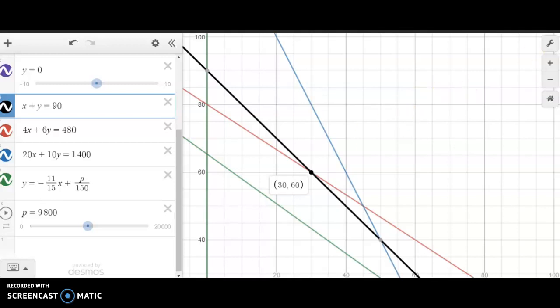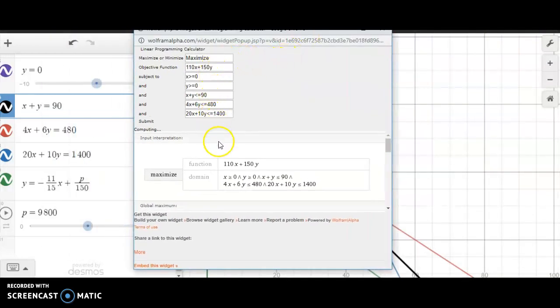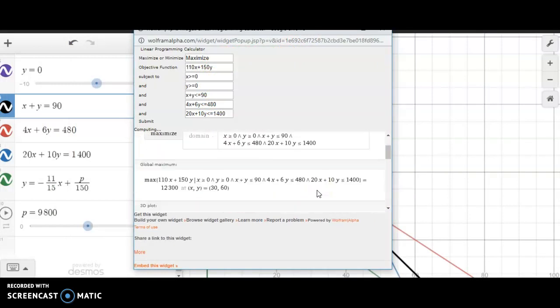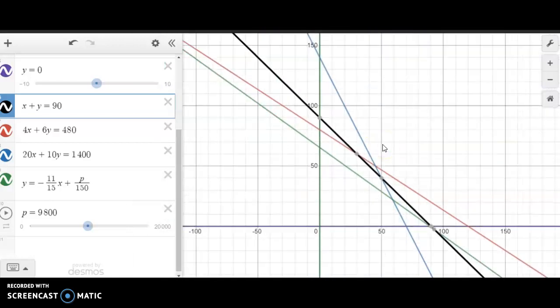And I can kind of check my work this way if I'd like to. What I did was I put those into an applet that allows me to automatically calculate the feasible region. And it looks like 3060 was maximizing the profit in that feasible region. But this is just maybe a quicker, once you get used to it, way of figuring out linear programming problems.